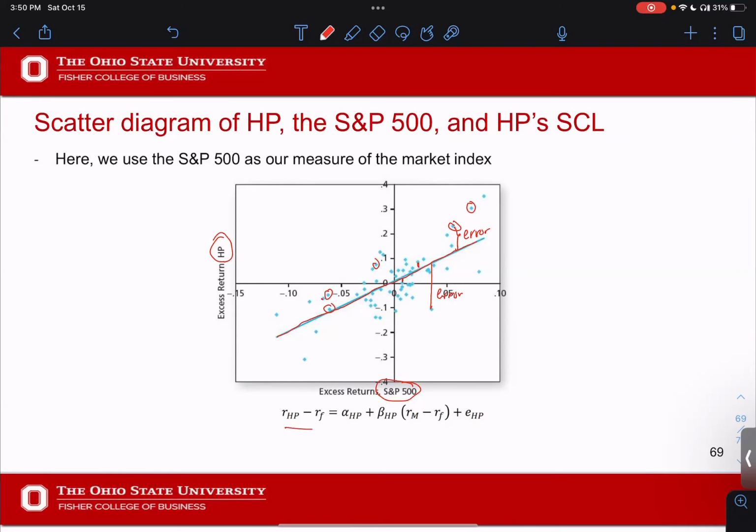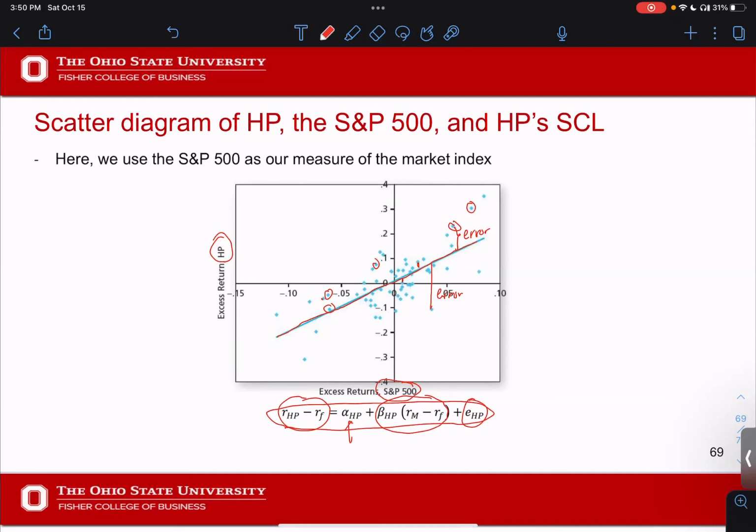So the underlying assumption is this equation. It's the original regression model that we are trying to use. The excess return on HP can be decomposed into an intercept alpha and the beta times market excess return and the error term. We're gonna talk about how to fit this line in Excel.